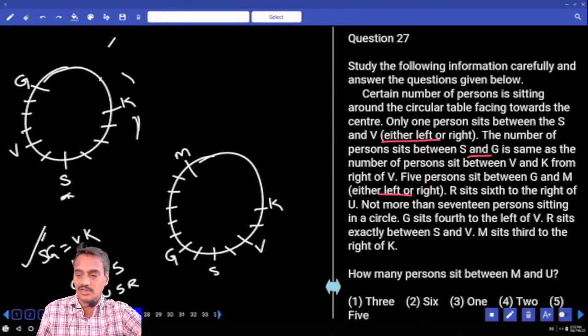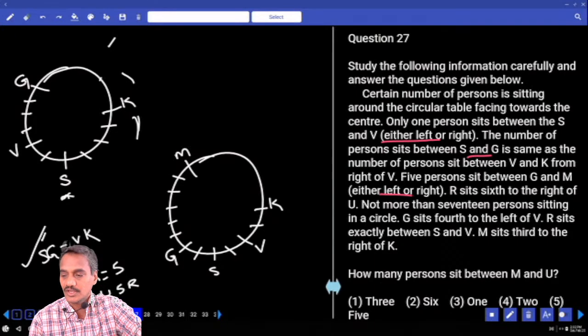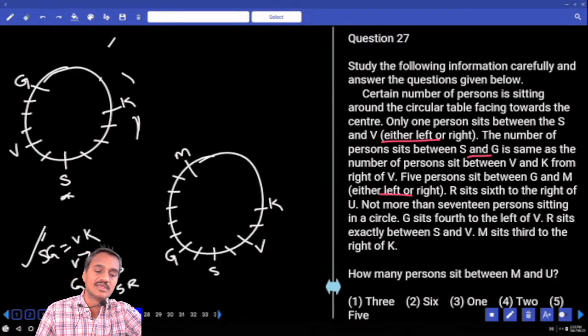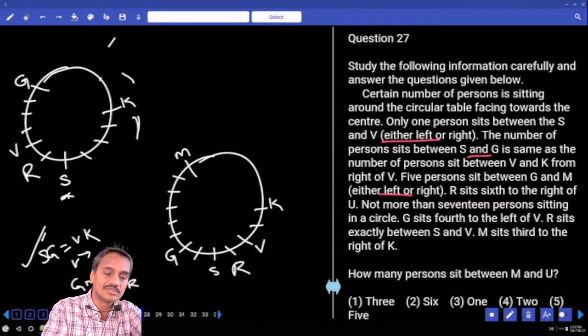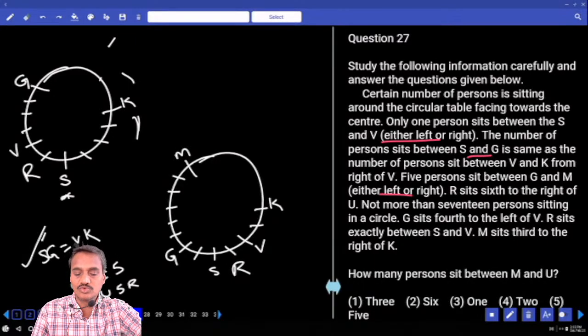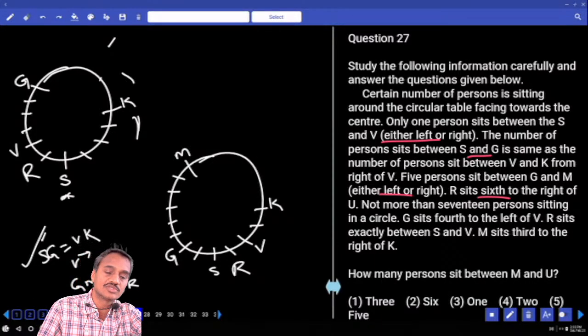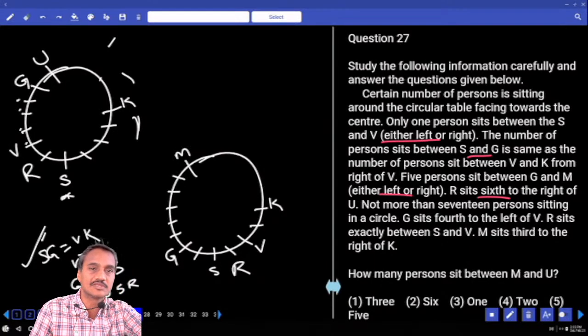Now U and R. R sits 6th to the right of U. R sits exactly between S and V. R is 6th to the right of U: 1, 2, 3, 4, 5, 6. Hence, in between R and U, there must be exactly how many people? 5: 1, 2, 3, 4, 5.